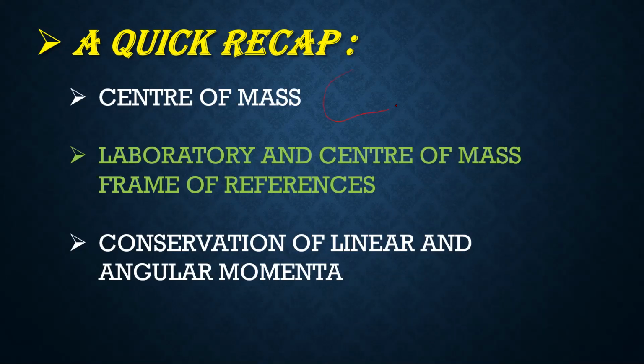For any system of particles, where we take a random number of particles, if I have n particles, m1, m2, m3, m4, m5, m6, and so on up to mn, then the entire mass of the system is said to be concentrated at one single point. What is that single point called? Center of mass of the system.